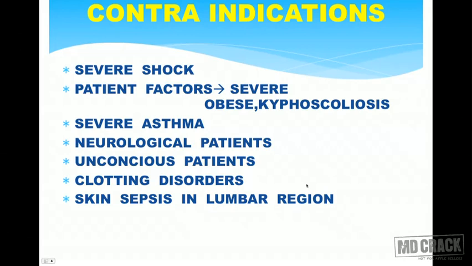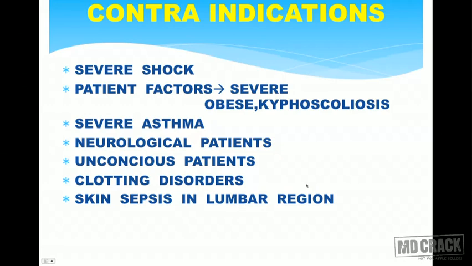In kyphoscoliosis patients, due to obvious spine deformity, it may be very difficult to locate the interspinal space at L4, L5 level or L3, L4 level. Hence, these factors may be taken as a contraindication. Severe asthma is a contraindication, because in cases of asthma, after giving spinal anesthesia or just piercing the subarachnoid space, patient might land up coughing, and with that cough reflex, the drug which is injected in the subarachnoid space can spread, and the level of blockade which you are supposed to achieve may not be achieved. On the contrary, it may increase. The level of blockade increases. So this can be treated as one of the contraindications.